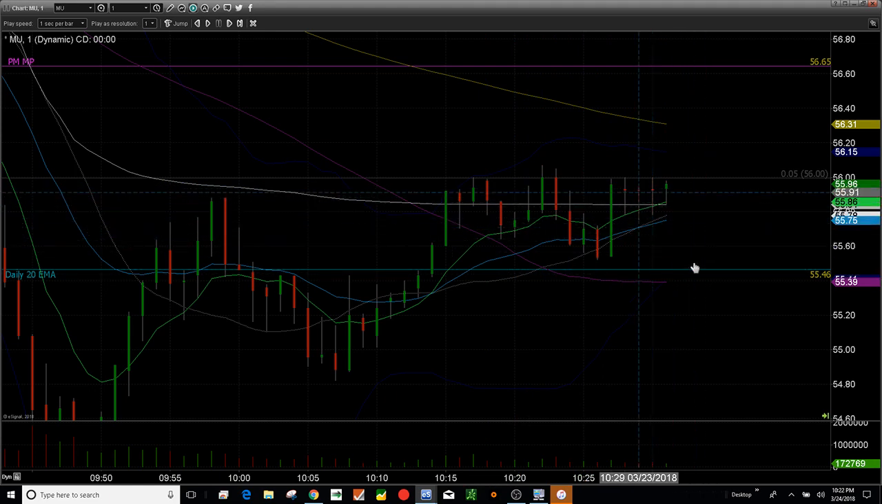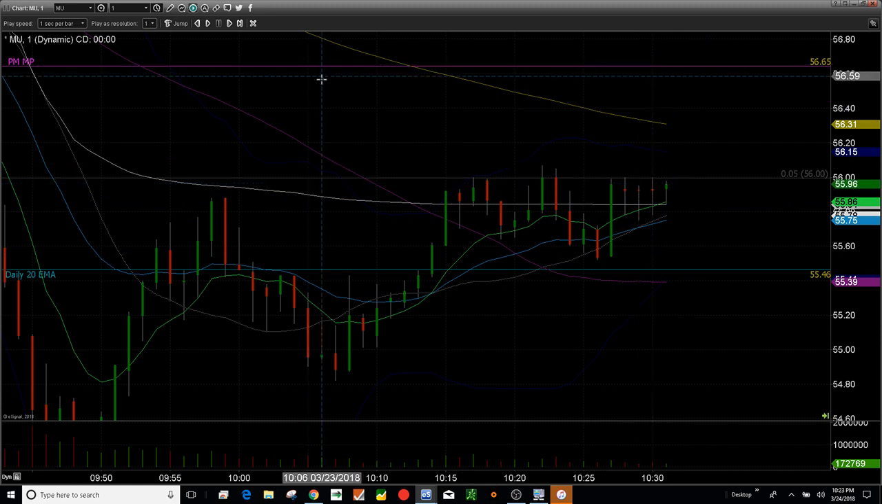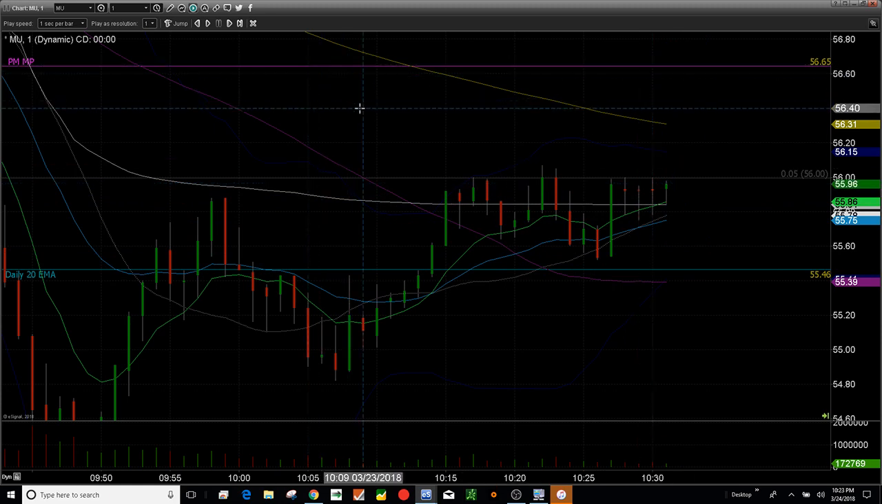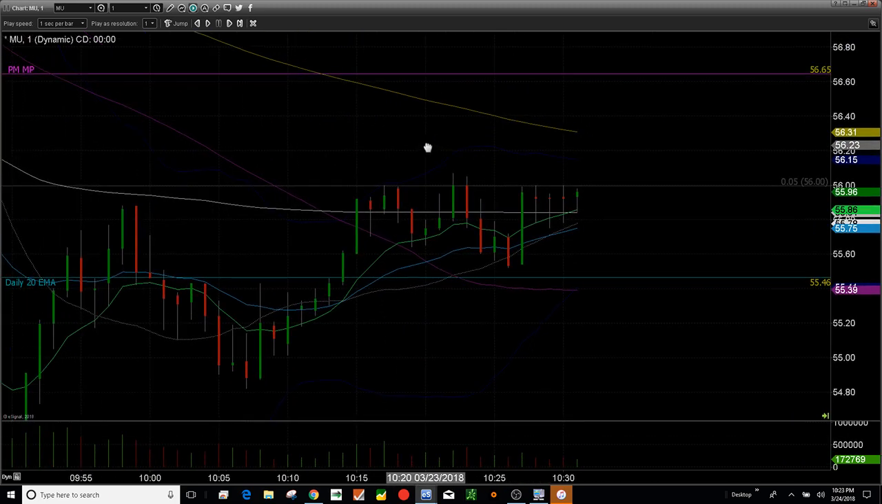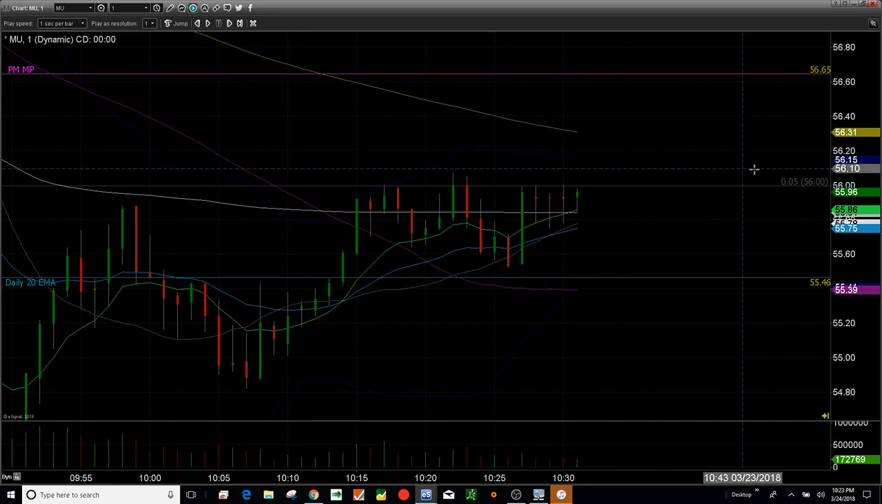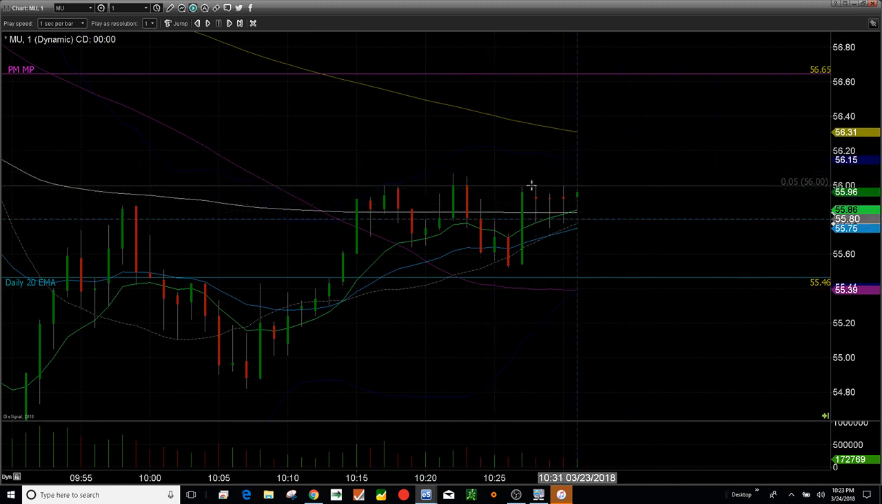If it was really going to fail, it should have failed here. But because this thing started getting green, I said I'm out, and then I sort of zoned out and gave up on this trade. What I should do is be ready, because I know this is a significant level.